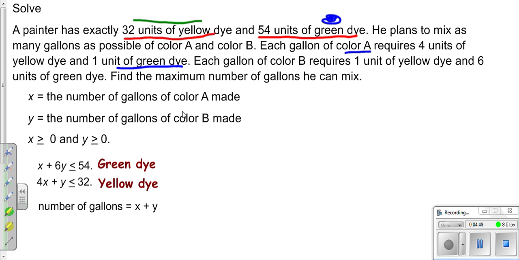So now, most people just struggle on setting this up. Once they have the inequalities, most people are able to go ahead and work this out. I'll just talk you through it. You graph these two right here, which are going to just put you in the first quadrant. Then you're going to graph these two inequalities, remembering only in the first quadrant. Find your corner points and put them into your number of gallons equation. Figure out which corner point gives you the maximum number of gallons.